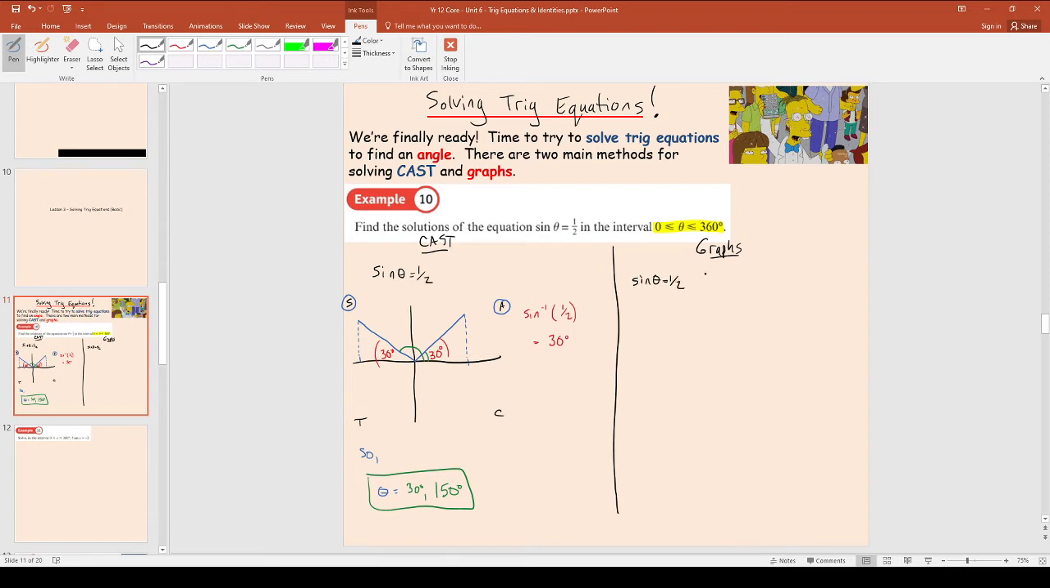Now, with this one, you have to actually draw the graph of sine of theta between the interval of 0 and 360. It's still easy, because sine of theta is going to be like this. It's just a sketch, so you don't have to be amazing at it. That's step 2.